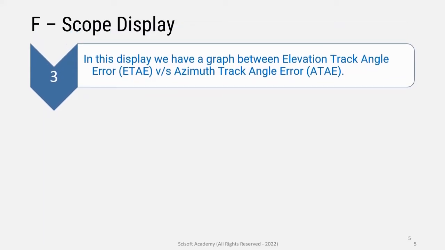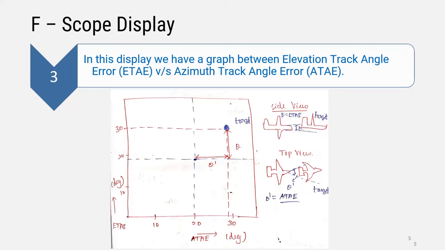When we go to the F-Scope display, in this type of display we'll have a graph between the elevation track angle and the azimuth track angle. The elevation track angle error helps us to determine the difference in the side view, so how much it is tilted when we see from the side view. Whereas the azimuth track angle error helps us to determine the error happening when we see from the top view. So this is all about the F-Scope display.